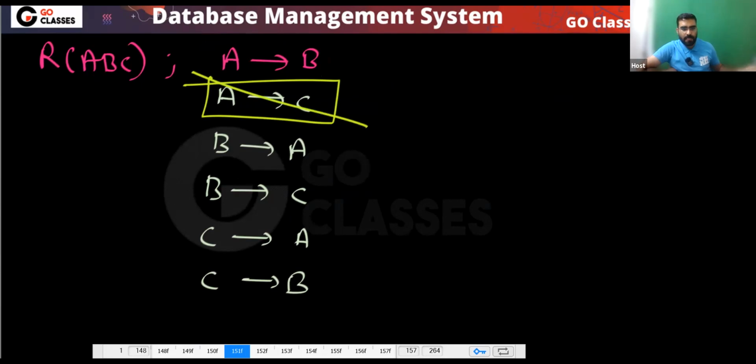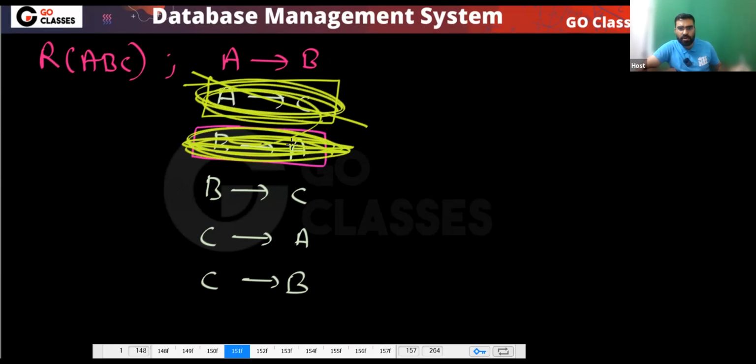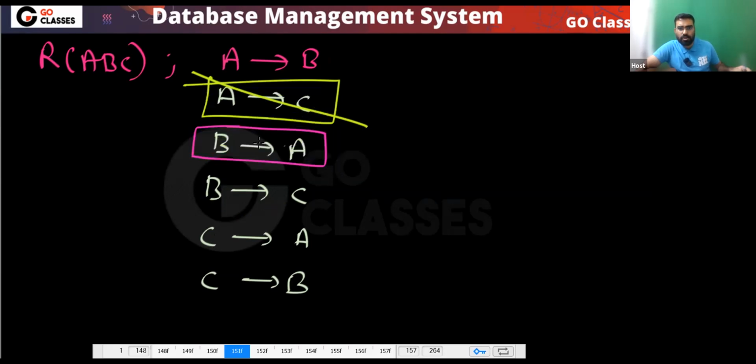Now you tell me. Can I remove this? Look at this and tell me. If I remove this, and this is also already gone, can B determine A? Yes. B can determine C, C can determine A. So B can determine A, right? So this is also gone.